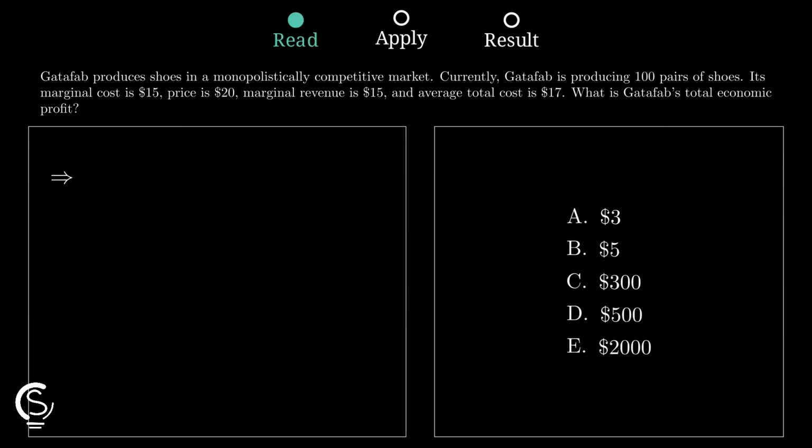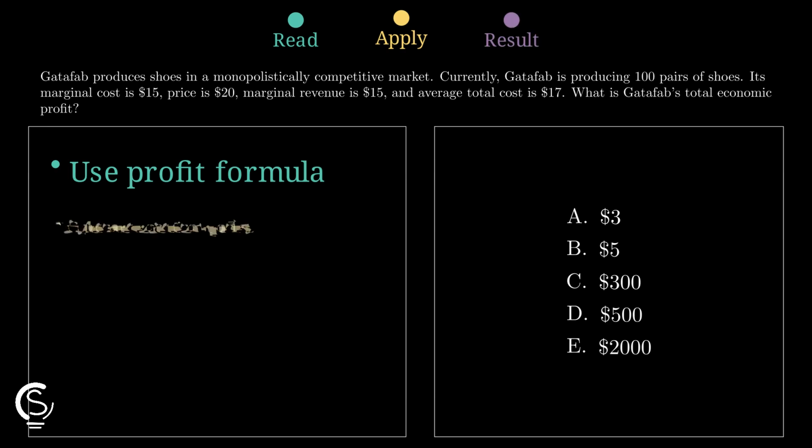Profit equals total revenue minus total cost. Or more quickly here, price minus average total cost multiplied by the 100 pairs produced. Now plug in the given numbers carefully. The price is $20 and average total cost is $17. So profit per pair is $3.